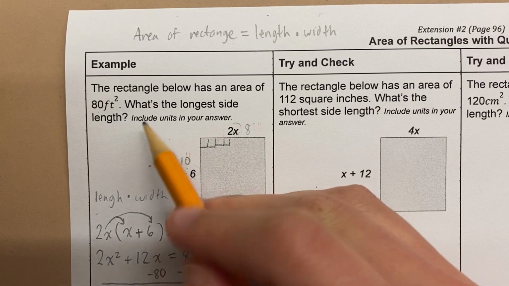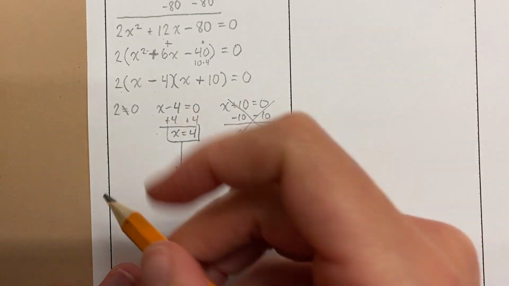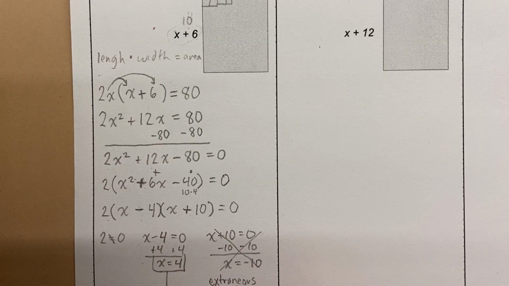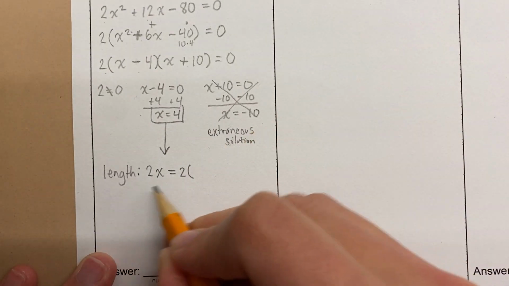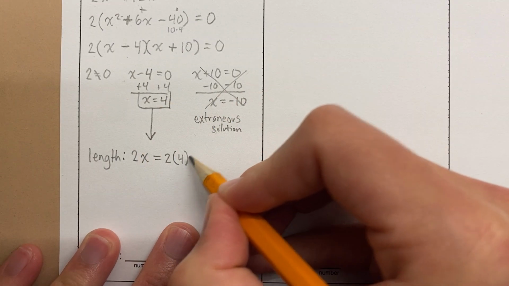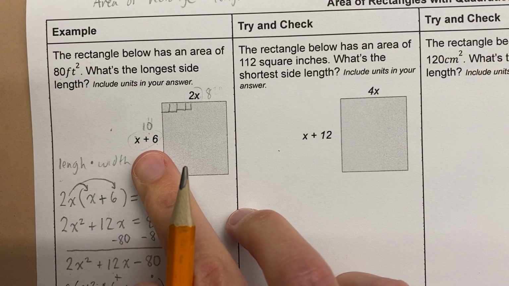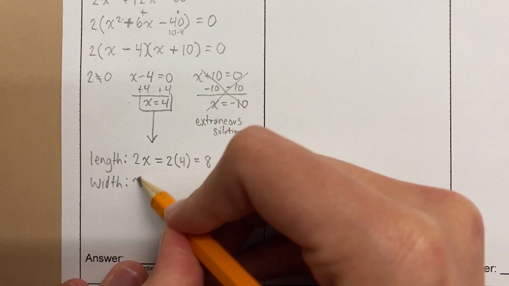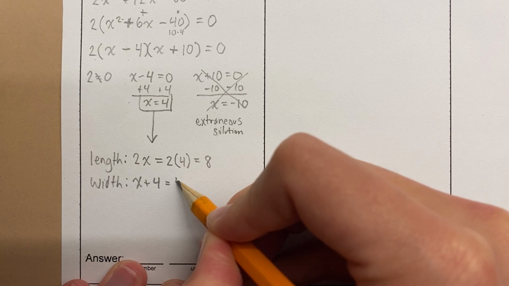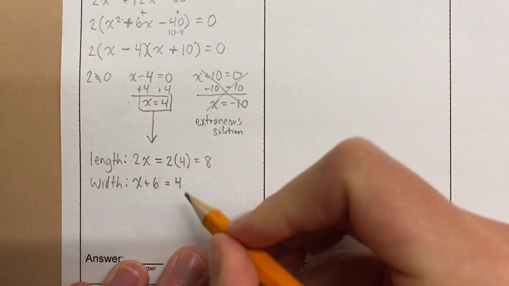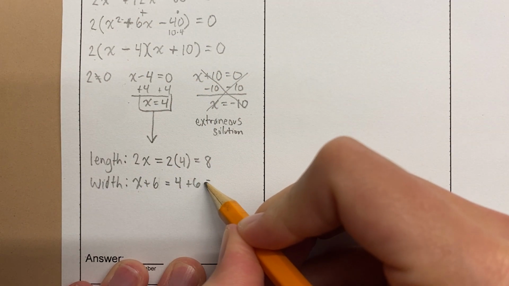Now, it doesn't ask me what x is. It asks what's the longest side length. So we have one side, let's just call it the length, and it doesn't matter which is which. The length is 2x, which I got just off the diagram. And so now we have x, that's 2 times 4, that's 8. And the width, which is just what we'll call the other side, and it doesn't matter, I'm getting it off the diagram, x plus 6. Oof, I'm struggling right now, folks. So that becomes, I'm plugging in 4, that becomes 4 plus 6, which is 10.